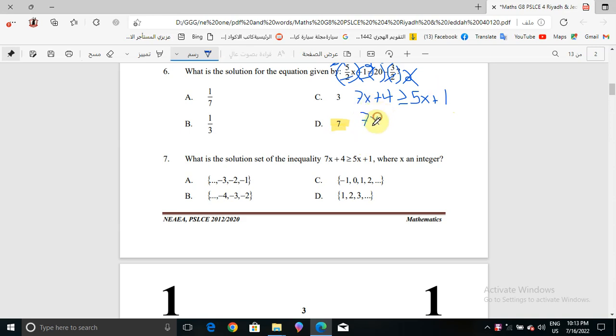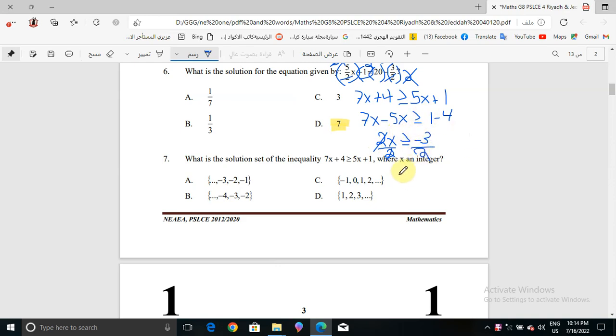Then what we will do here, we'll collect the like terms together, so that means 7x minus 5x greater than or equal to 1 minus 4. So that means here we will get 2x greater than or equal to -3. Then divide both sides by 2. You will find the value of x, which is x is greater than or equal to -3/2.